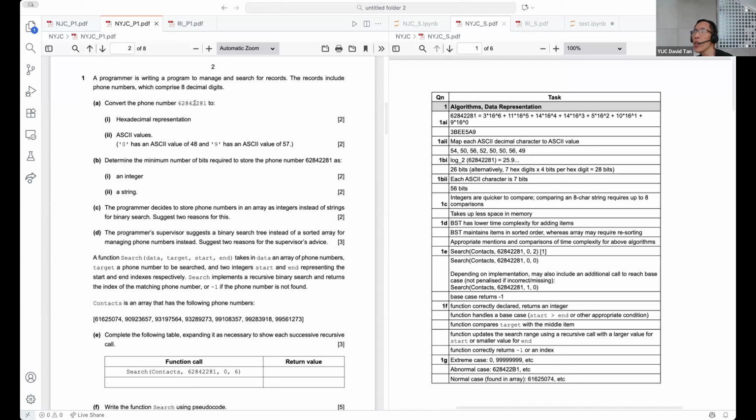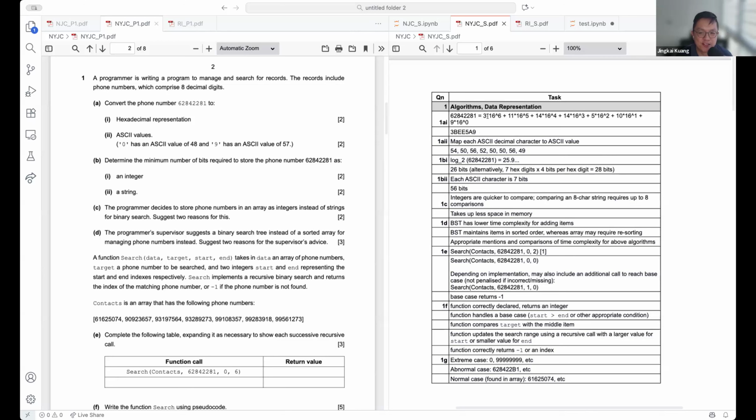If you are unsure whether to show the working or not, what you can do is: for the first one and the second one, show the working clearly, and then just say similarly for the rest, and give the answers for each one of them. You just show one or two workings to tell them that you know the working, and the rest you just do it. Another way of doing this is to use your calculator to get this 3BBE5A9.